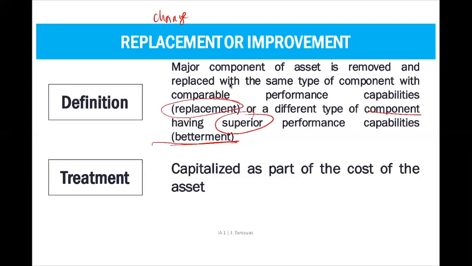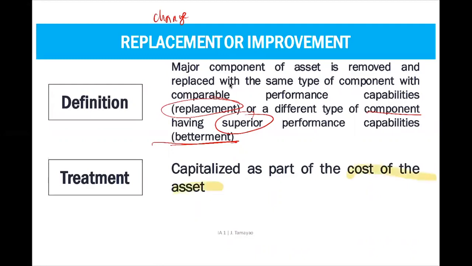Yung part C1, same lang din kung ano yung pinalit mo doon. That is replacement. Pag pinalitan mo ng mas superior siya, so for example, sa laptop mo, part C1, yung C1 ay yung chip niya. Tapos pinalitan mo ng mas mataas na chip. So yung chip na yon superior siya, we call that betterment.